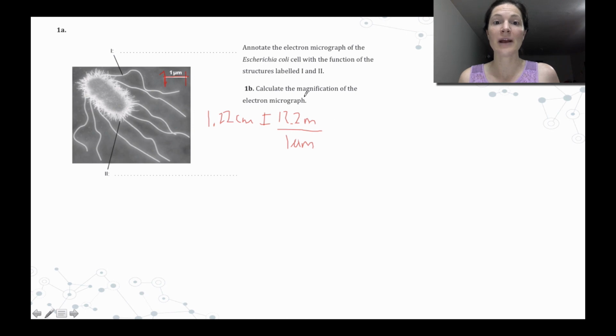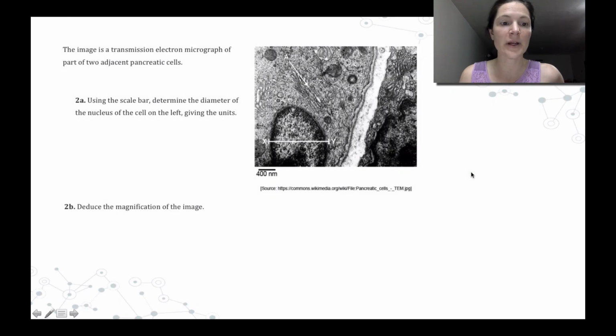And then because you're looking for magnification, you can cancel your units. Millimeter, so it's supposed to be millimeter. And then you've got 1,000 micrometers is equal to 1 millimeter. So that's 12. This one, it probably makes sense to round to 12, so it's about 12,000 is the magnification. So that's not anything different than what we've been doing.